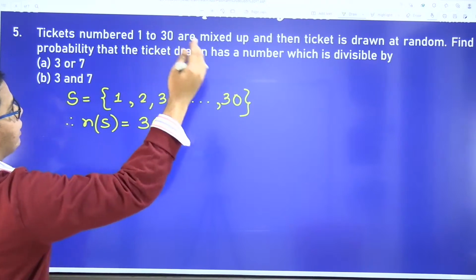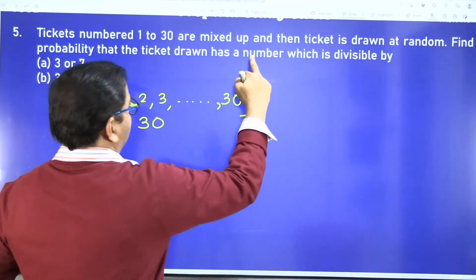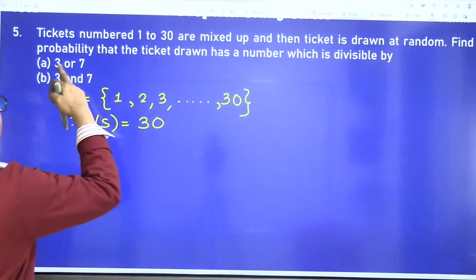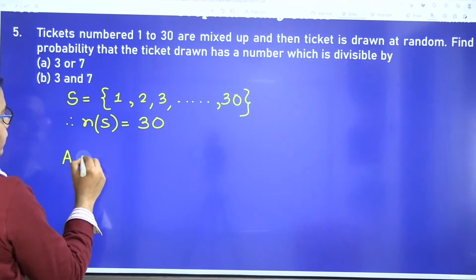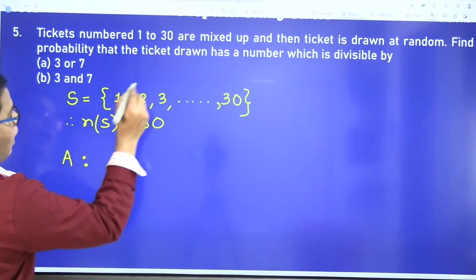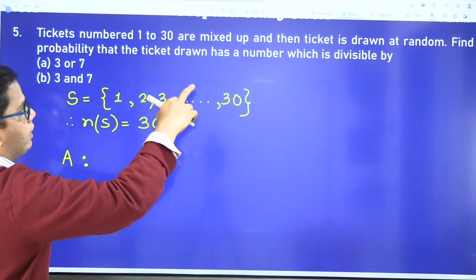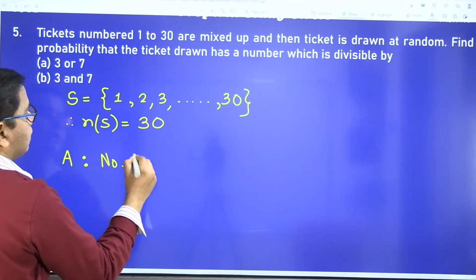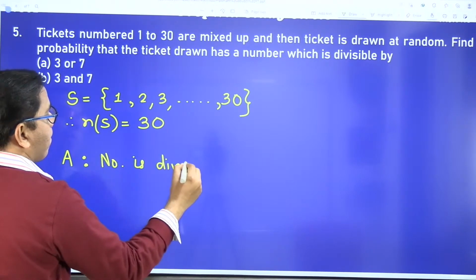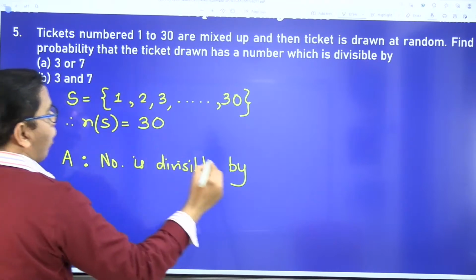One ticket is drawn randomly. Find the probability that the ticket drawn has a number divisible by 3 or 7. Let me take this as A. This is the event A. So when we draw a ticket, there is a probability that the number is divisible by 3 or 7.